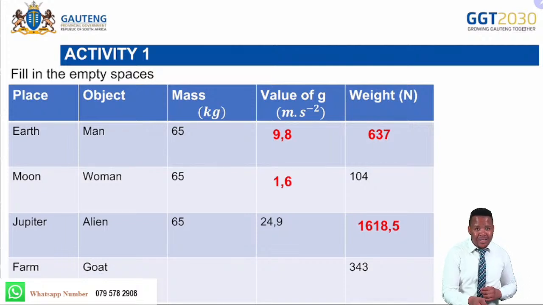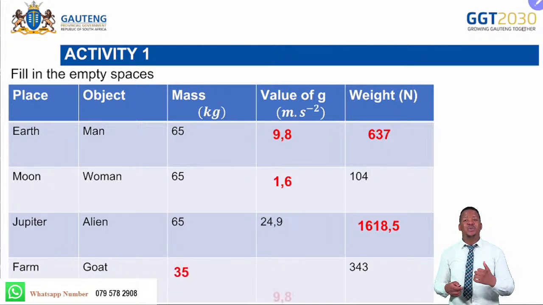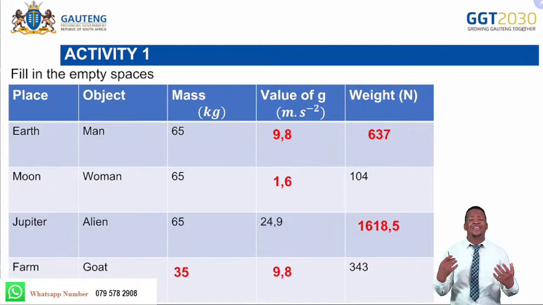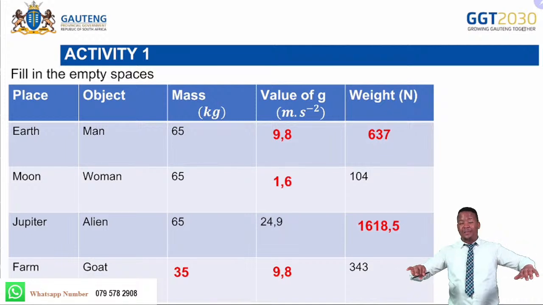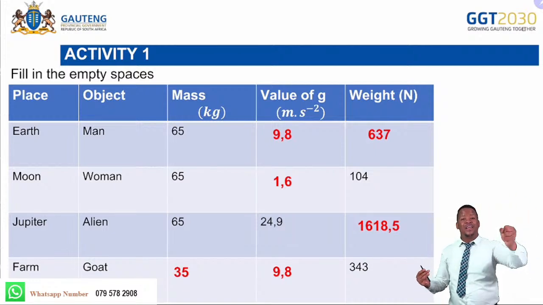But the goat, where is it? Is it on a farm, right? On a farm, it definitely has the gravitational acceleration of 9,8. So to get the mass, we got it as 35 kilograms. That was for activity 1, right? So activity 1 concludes on gravitational force.